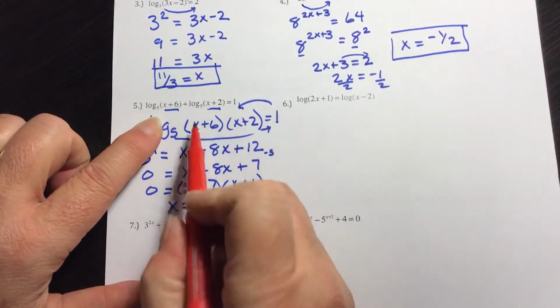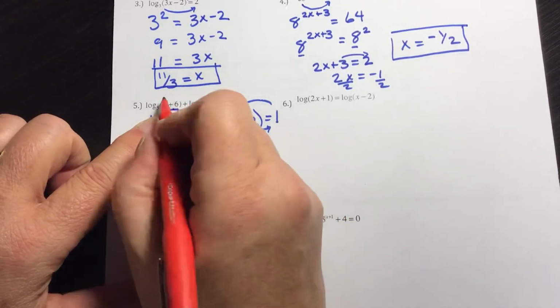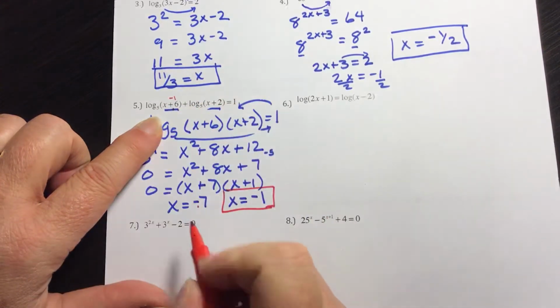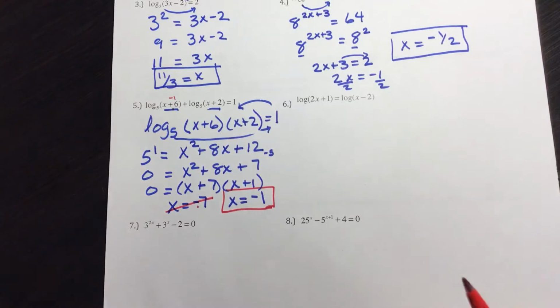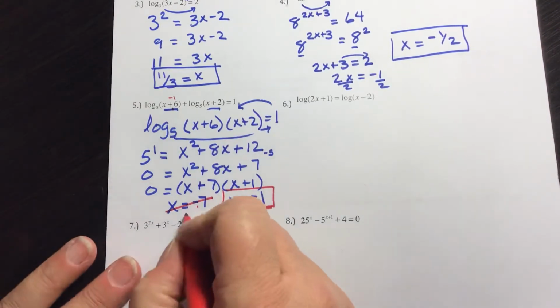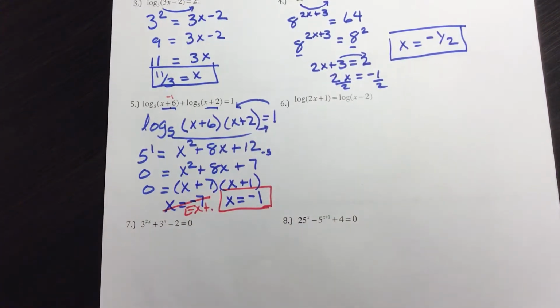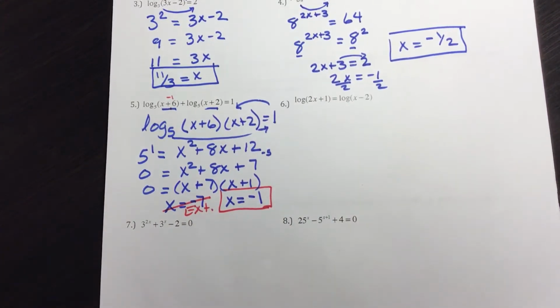But if I plug in -7 here, I get the log base 5 of -1, and that will not work. So although it works algebraically, this is an extraneous solution. That's an extra solution that doesn't work in the domain. So my only real solution is -1.